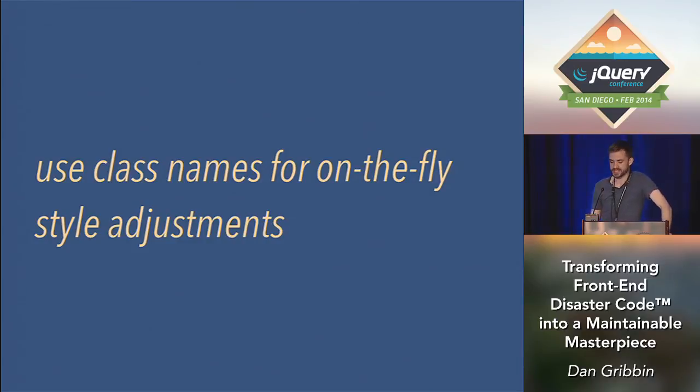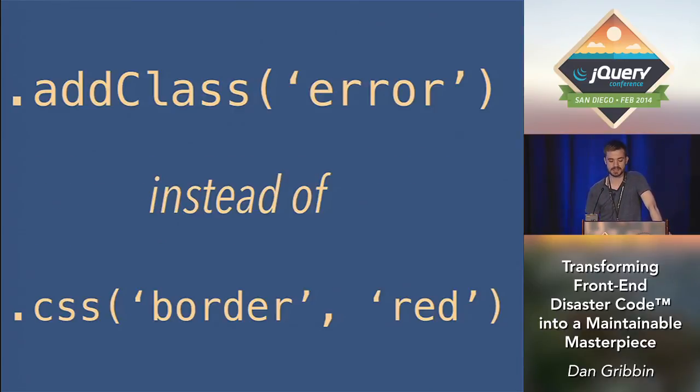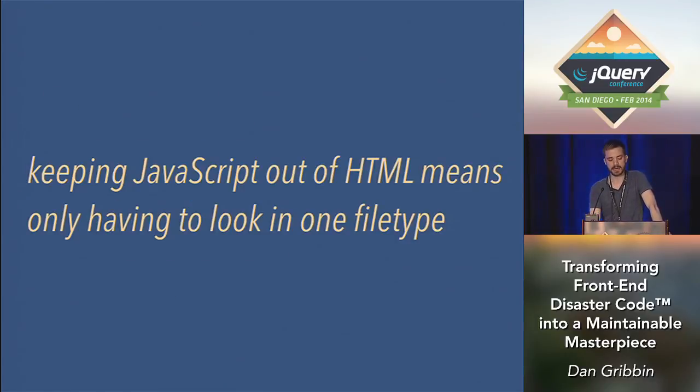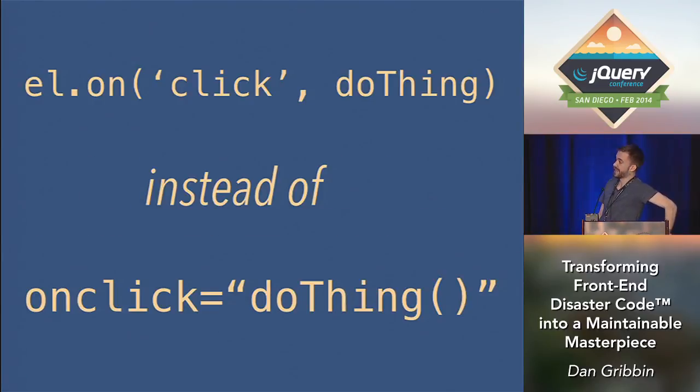Just as an example, using class names for on-the-fly style adjustments instead of applying inline CSS is a lot more maintainable. It's reusable and also much more consistent with best practice. Keeping JavaScript out of your HTML means really only having to look in one file type for JavaScript. So instead of using the onClick attribute, use JavaScript for event delegation. This is a really small list of ways that you can help yourself out. I really do wish I had time to cover more. But there's one more topic that I'd like to cover, and it's about helping yourself out in a slightly different way.